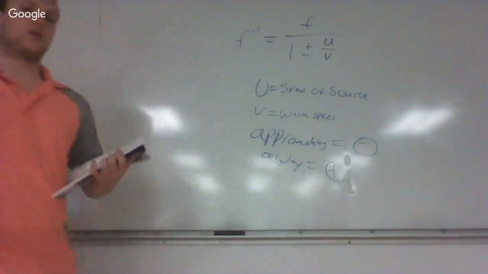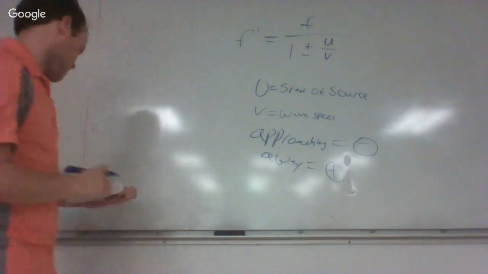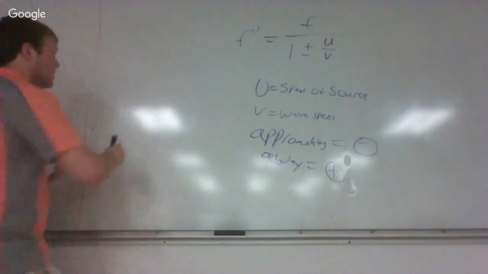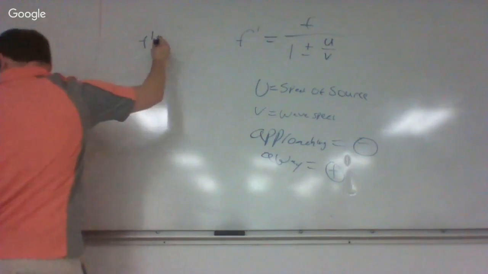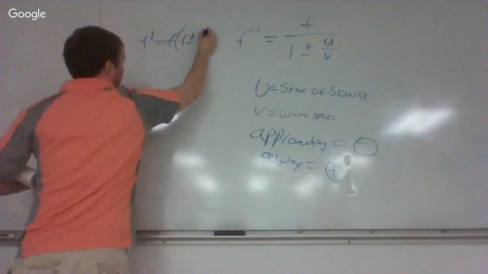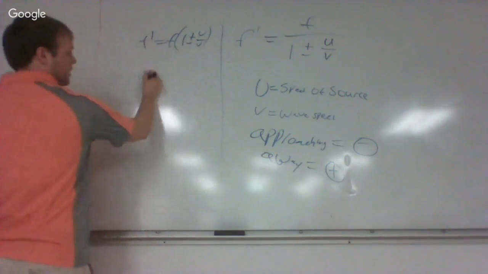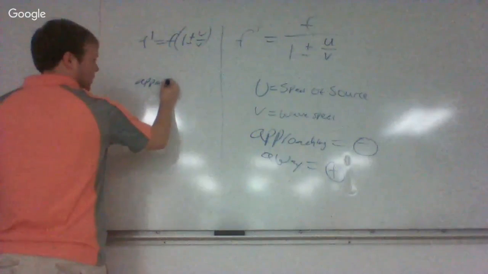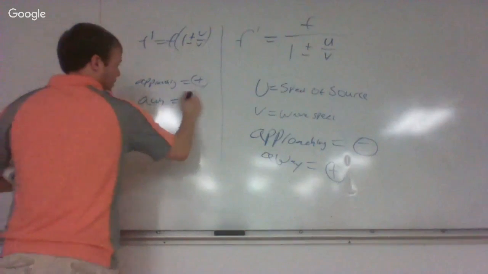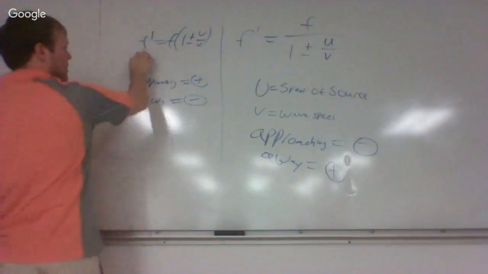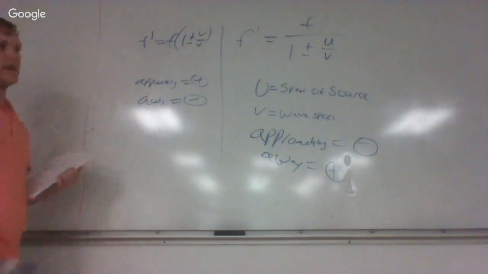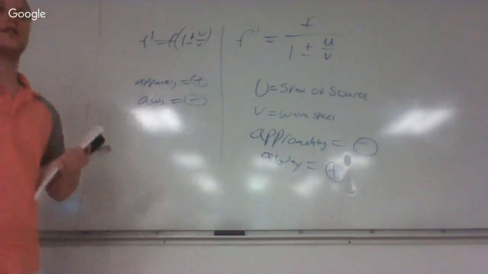So that is for a moving source. Now, if you have a moving observer, like you're moving towards an object at some speed, you get f prime equals the original frequency times 1 plus or minus u over v. Now for this one, if it's approaching, you use a positive. And if it's going away, you use a negative, because a negative makes it smaller, which makes f prime smaller. Now for the other one, it's the opposite. You have to think about it.